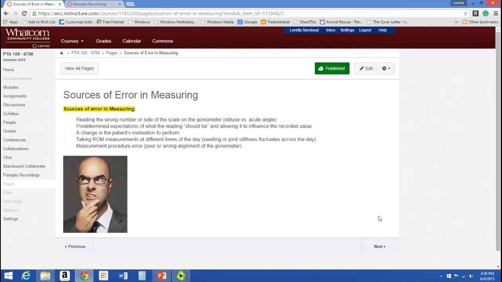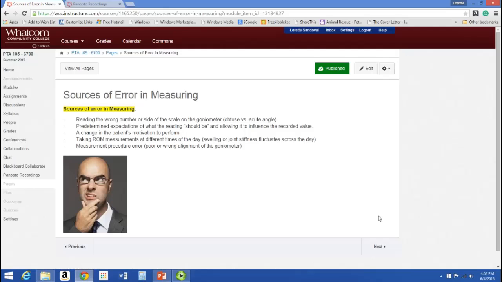So if you take range of motions at different times of the day, which obviously that can happen when you're scheduling appointments in a PT clinic, the patient's not always going to be able to get that 10 o'clock appointment. So there can be fluctuations of swelling or joint stiffness when somebody has an injury or they're post-surgical throughout the day. And so at different times of day, you might get slightly different range of motion measurements.